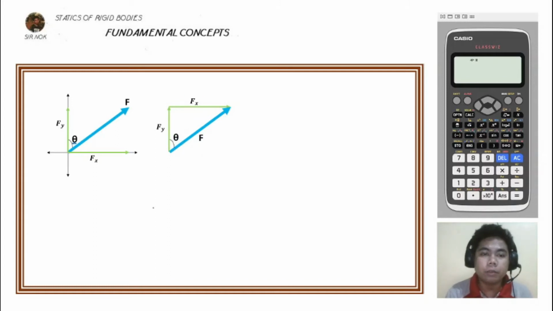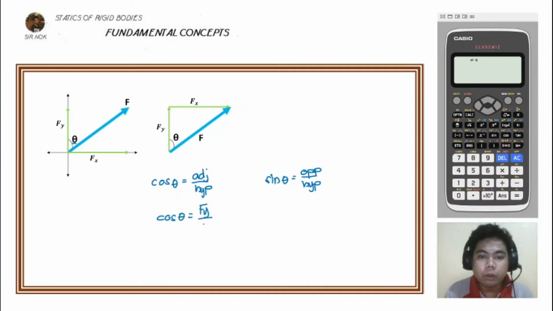Based on this figure, we have cosine theta equal to adjacent over hypotenuse, and sine theta equal to opposite over hypotenuse. The adjacent side of the angle theta is the y component. So cosine theta is equal to the y component over the hypotenuse F. Cross multiply, so the y component is equal to F times cosine theta.